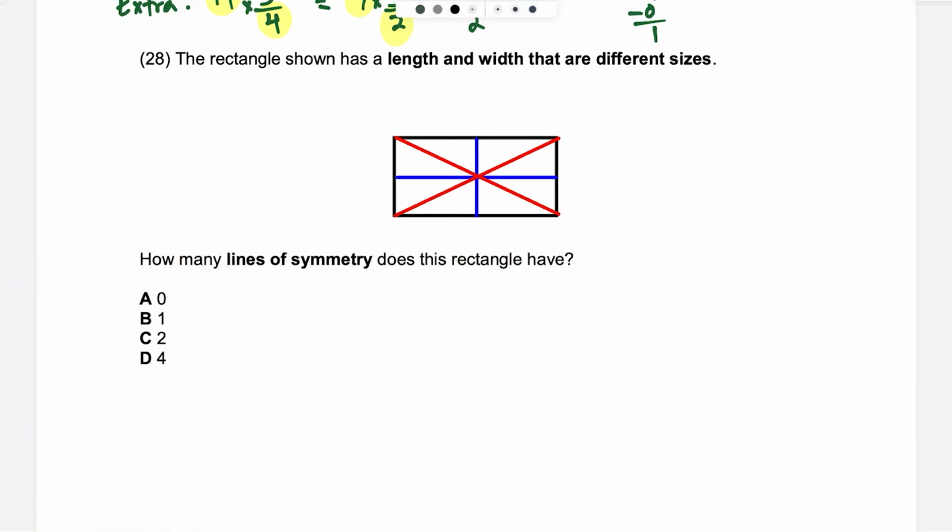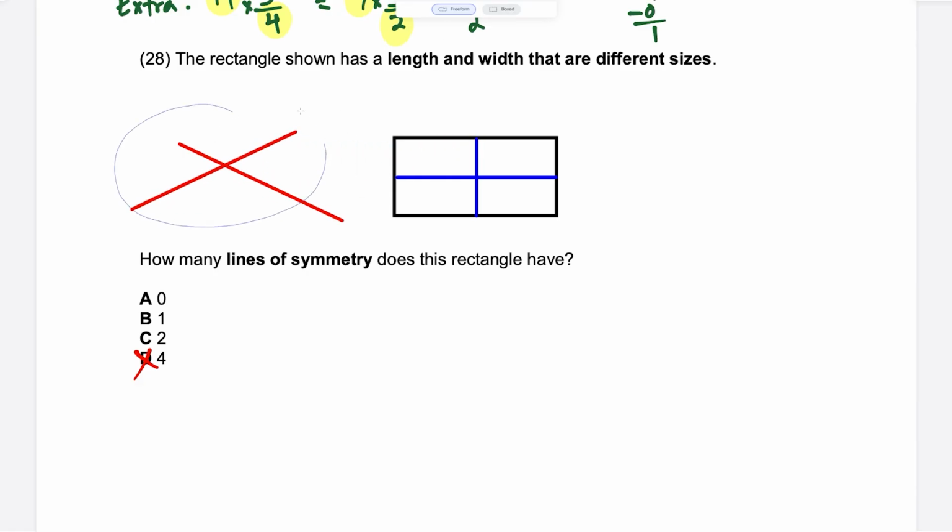But we have to be careful. This is a very, very dangerous bear trap, okay? There is not 4 lines of symmetry. A rectangle like this, where the length and width are different sizes, has exactly 2 lines of symmetry.